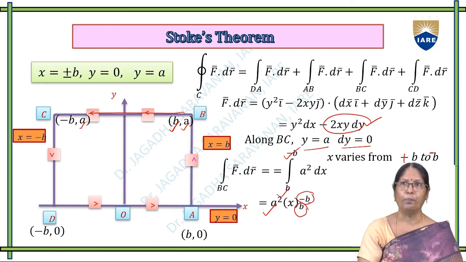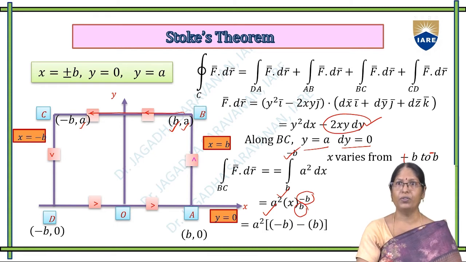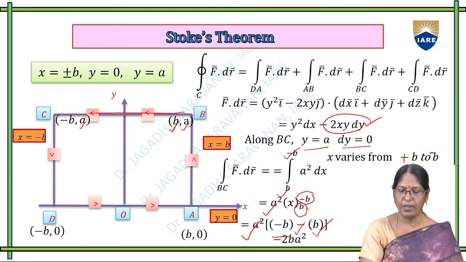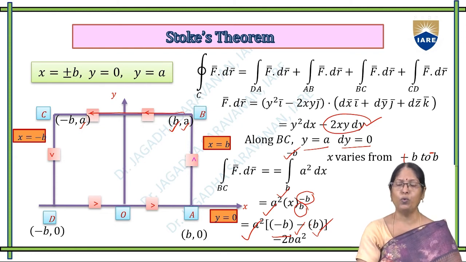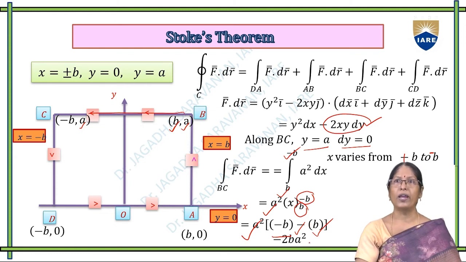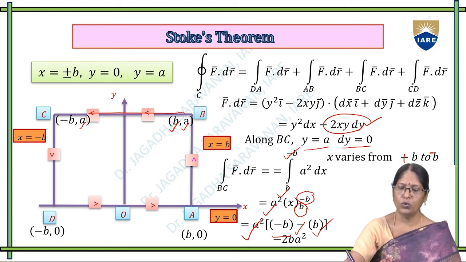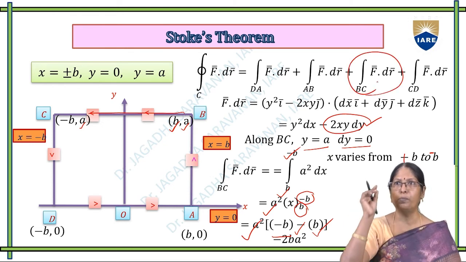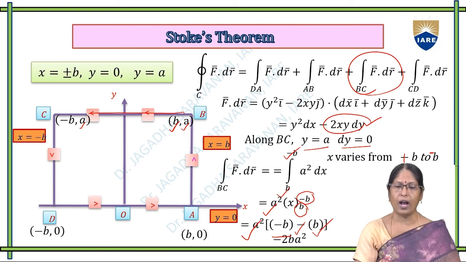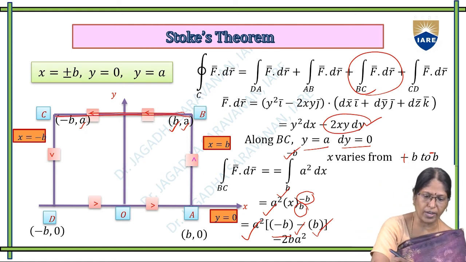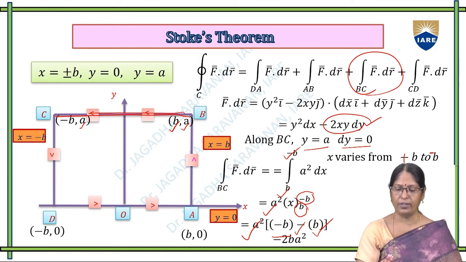The lower limit is b. We will substitute by the limit formula: upper limit minus lower limit, so a square times minus b minus b, that is minus 2b into a square, minus 2b a square. So this integral along BC of f dot dr, which we calculated, gives the result minus 2b a square.